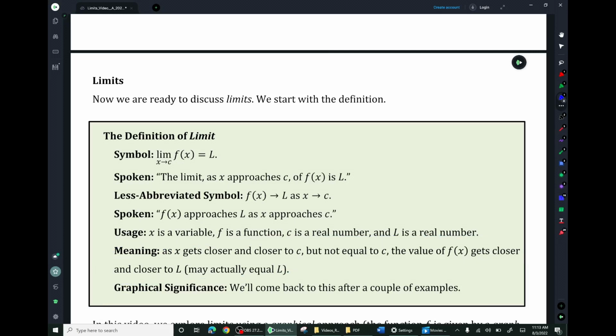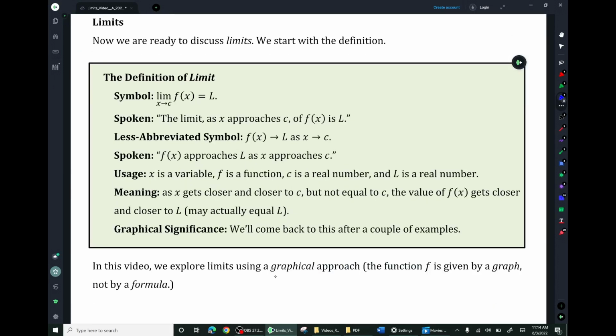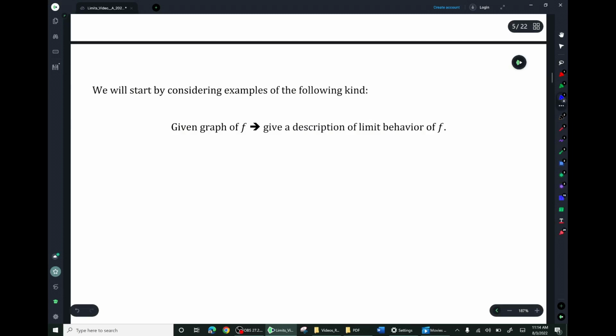Another thing that I will add to this definition of limit is what I would call graphical significance. That is, what will this mean in terms of the graph of a function? We'll come back to this later after a couple of examples. In this video, we'll explore limits using a graphical approach. That is, the function f is given by a graph, not by a formula. Let's go on. We'll start by considering examples of the following kind. Given a graph of a function, our job will be to give a description of limit behavior of that function.